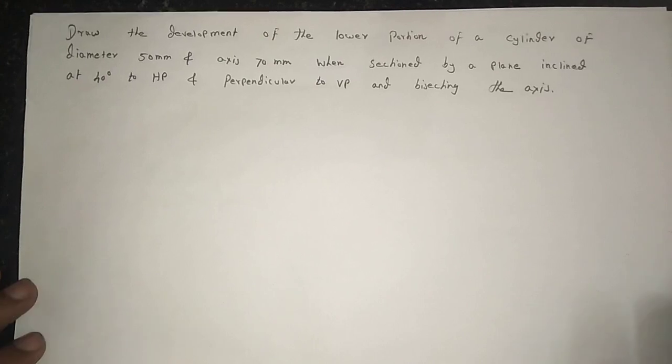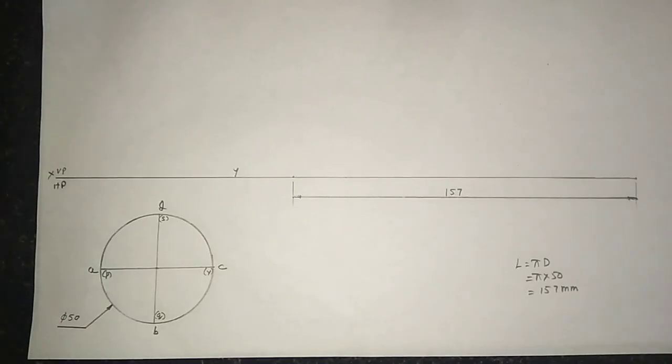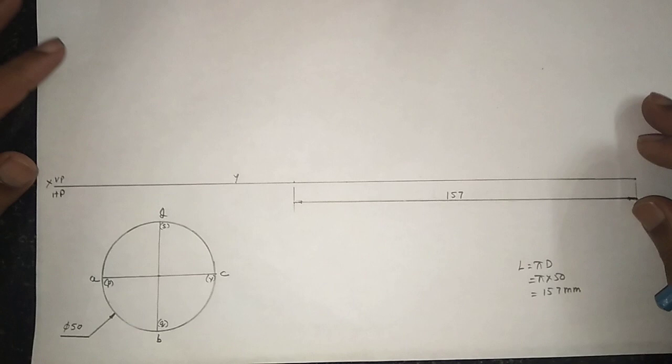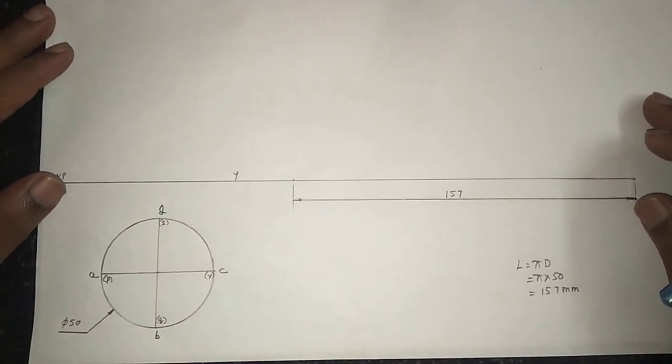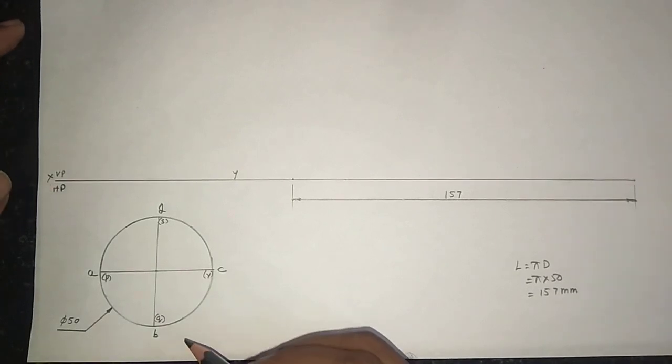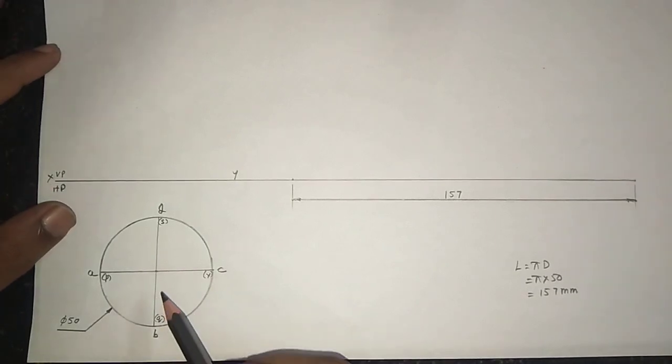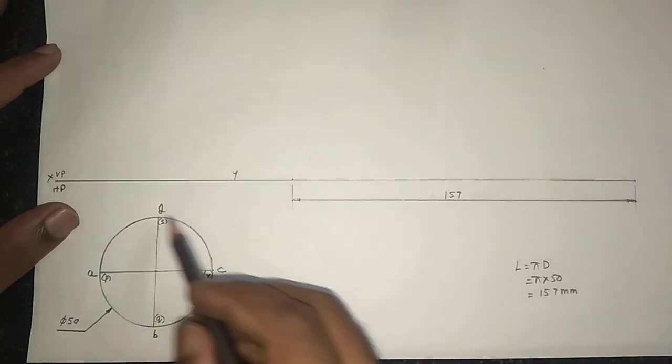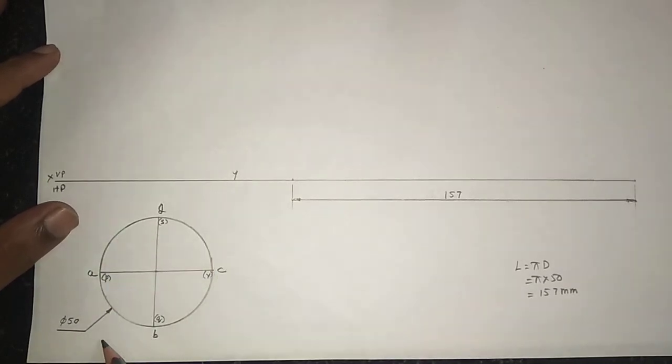So first solution, first draw the simple position of the object. Here the object given is a cylinder. The diameter of the cylinder is 50 mm. In the development of surfaces, always the true shape is coming on horizontal plane only. So first take radius 25 mm in your compass and draw one circle of diameter 50 mm.